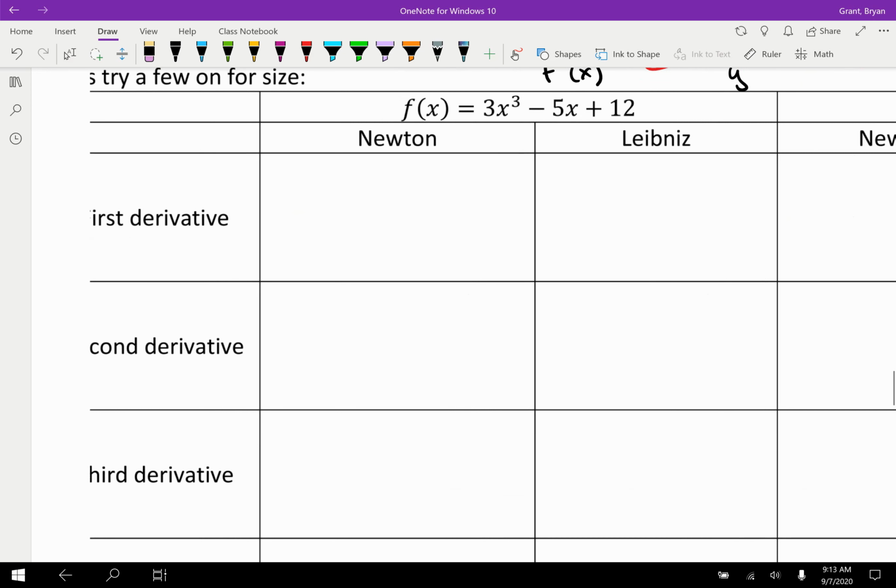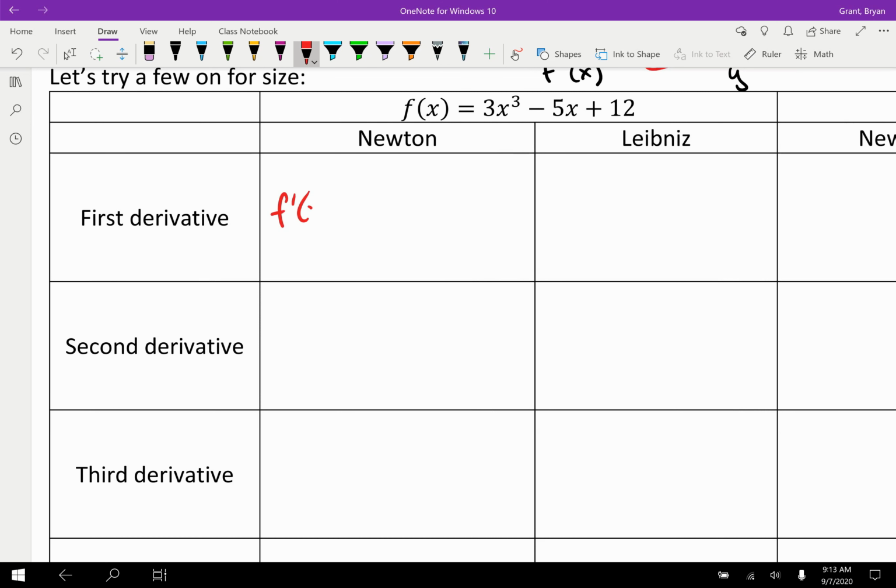So let's go ahead and do our first derivative. Well, the first derivative, Newtonian-wise, is just going to be, let's see, f prime of x. Let's maybe just do the Newtonian all the way down. 3 times 3 is 27, isn't it? No, 3 times 3 is 9. Whoops, those are exponents. So we get 9x squared minus 5, right? Derivative of 12 is 0.